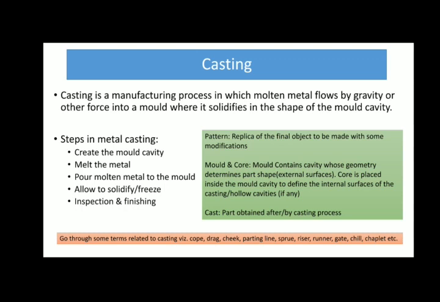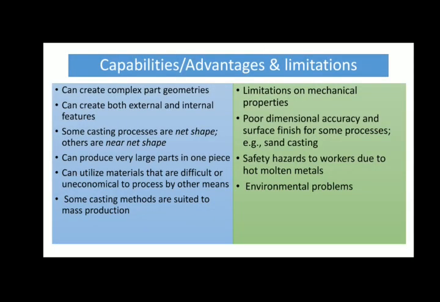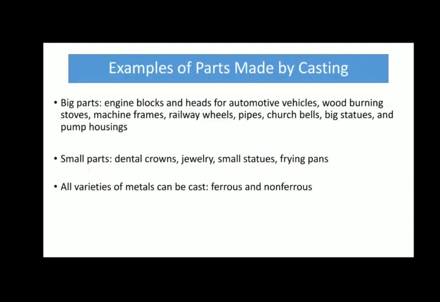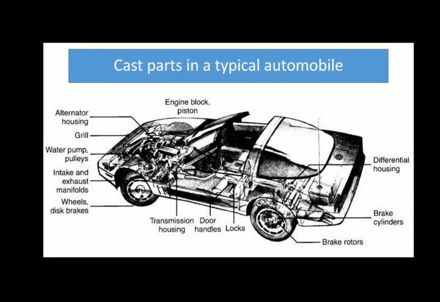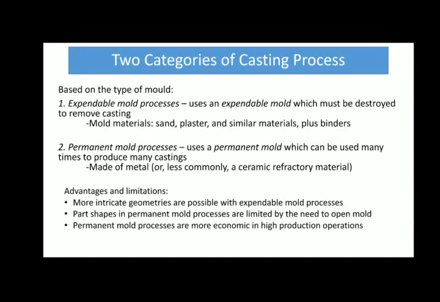So we already had the preliminary discussion about the casting, what are the different steps involved, what is the whole foundry process and all. Similarly, what are the advantages as well as limitations of this casting process, and some different parts which can be manufactured by casting. We have also seen different cast parts which are typical in a particular automobile, and we have seen that right from the very big parts to small parts like jewelry etc. can be cast.